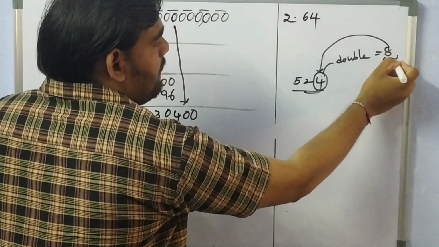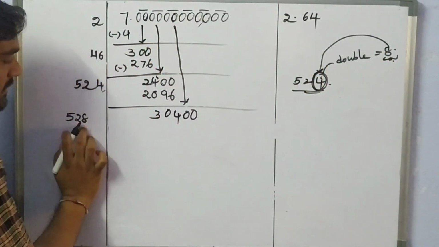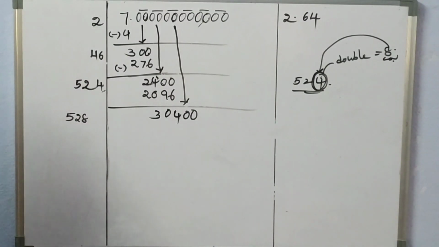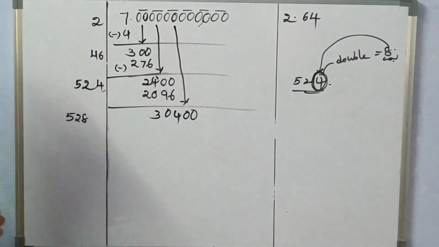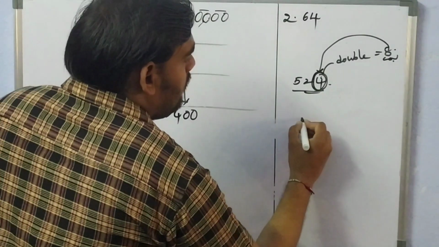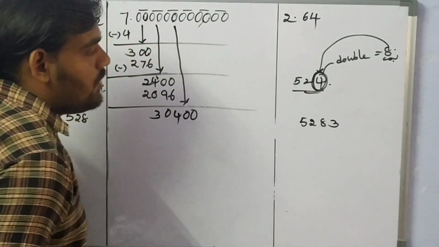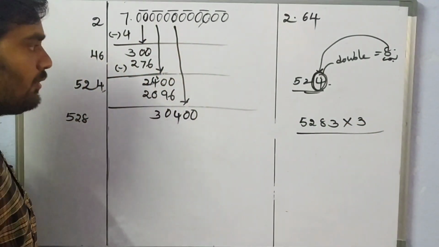So single digit number only. So in place of 4, we need to write 8. So here we are getting 528. After that, whatever digit we are writing, we need to multiply with that one only. See here, 528, after that I am keeping 3. So one entire number I need to multiply with 3 only.